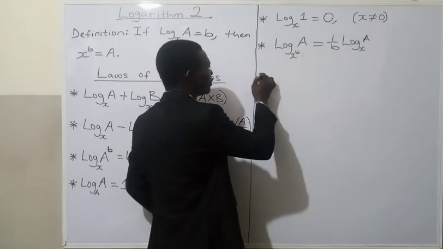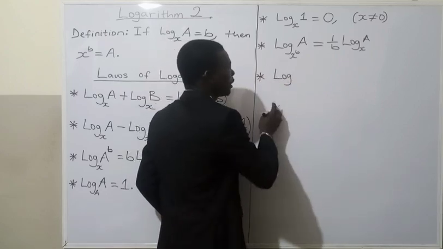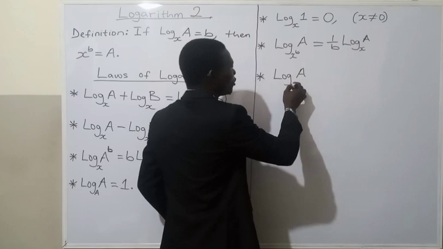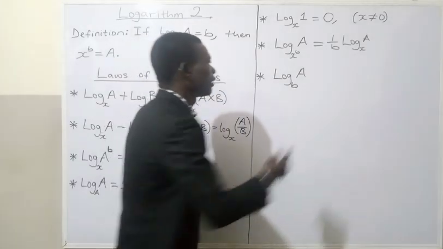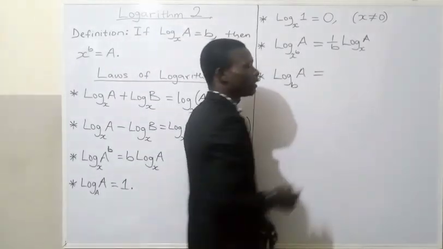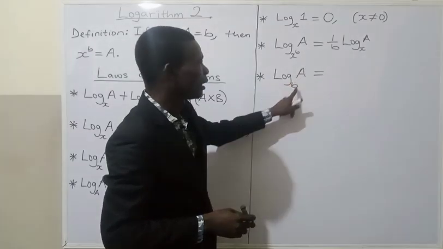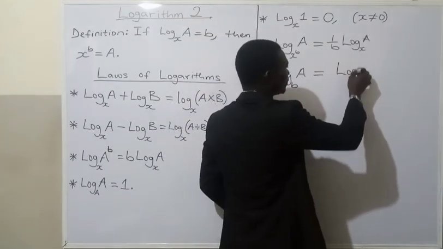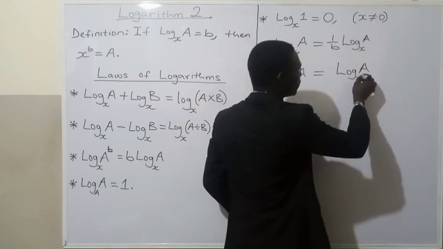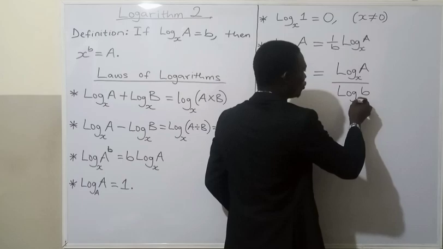Then the 7th law is this: when we have log a to base b, what can happen in this case? We can have it to be like this. We can introduce a different base for this number and then the base. And when we introduce that different base, we'll have it something like this: log a to base x over log b to base x.